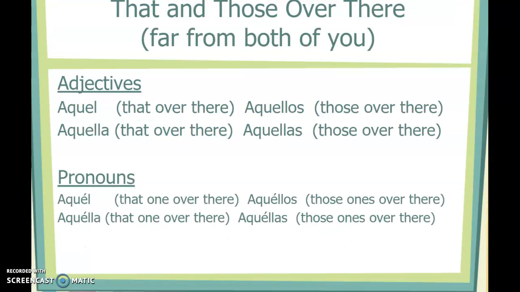That and those over there, far from the speaker and far from the person to whom you are speaking, so far from both of you. Aquel, aquellos, aquella, aquellas. And again, the pronouns have the same form, except they have the added accent mark, and we know they will not be followed by a noun.